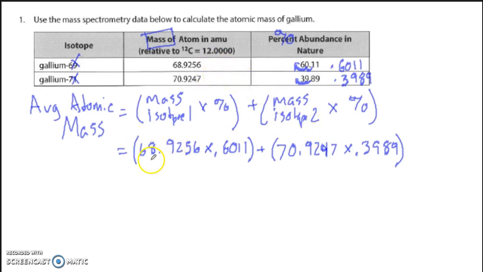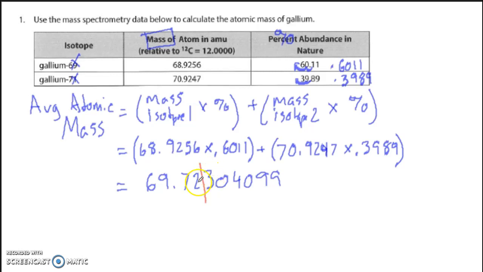All right, so if you enter this in your calculator, you should enter it exactly the way I have written, using the parentheses and everything. So you'd be open parentheses 68.9256 times 0.6011, close parentheses, plus open parentheses 70.9247 times 0.3989, close parentheses. When you do all that, your calculator is going to spit out this nice long answer, 69.72304099, which is great and all, except I want it to be 4 sig figs, so it's just 1, 2, 3, chop it off there.